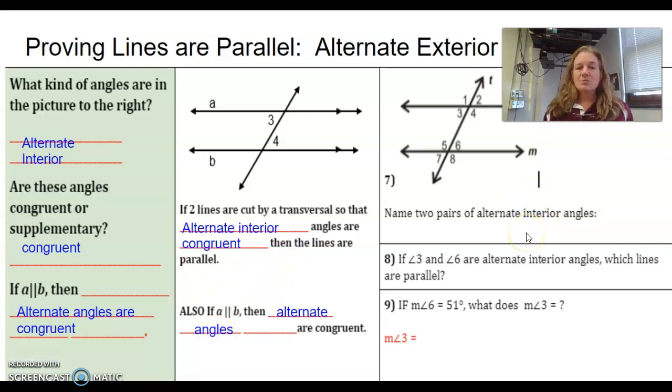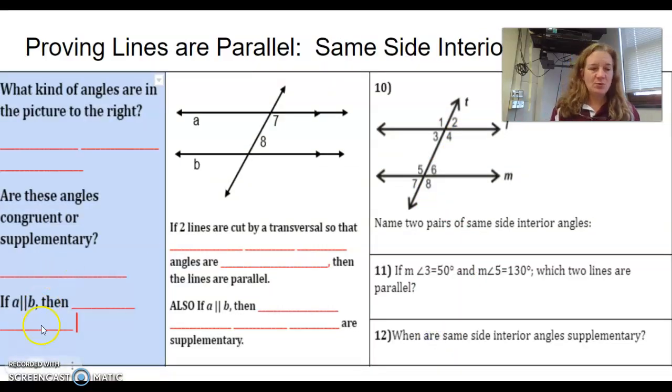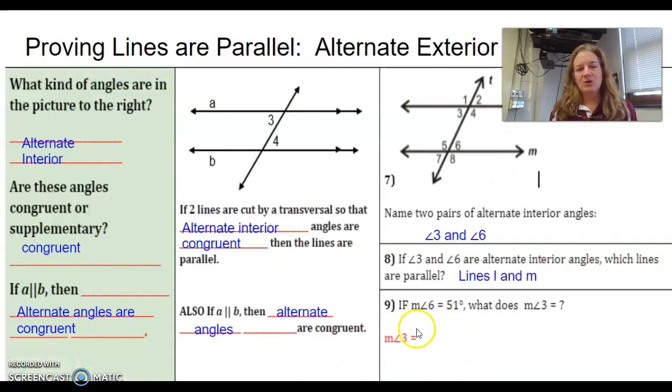Okay? So I'm going to name a pair of alternate interior angles, and I did 3 and 6. If 3 and 6 are congruent alternate interior angles, which lines are parallel? L and M. So if the two lines are parallel, and I have alternate interior angles, if angle 6 is 51, how much is angle 3? 51. It's 51, is it not? Oh, it didn't come in. Anyway, right, 51, right there.